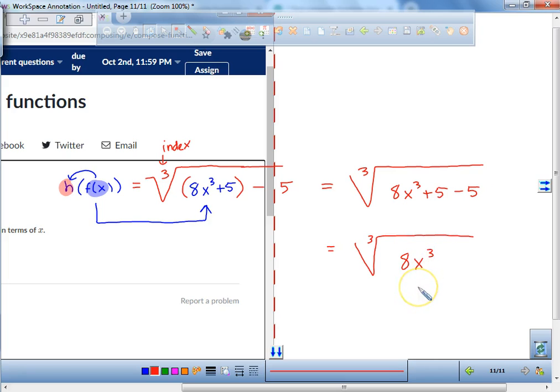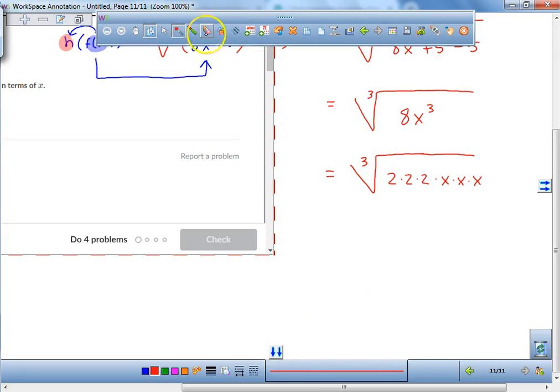cubed. Now, some students might be tempted just to type that into the Khan Academy, but we're not going to just type it in, because what are we looking for? The cubic root. Now, what I want you guys to understand is 8 can be broken down into 2 times 2 times 2, and x cubed means x times x times x. What do cubic roots look for? Groups of 3.